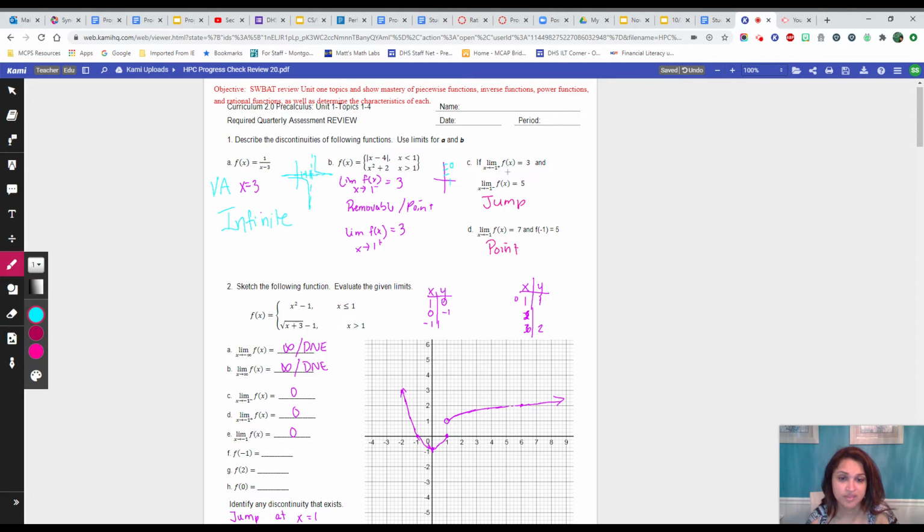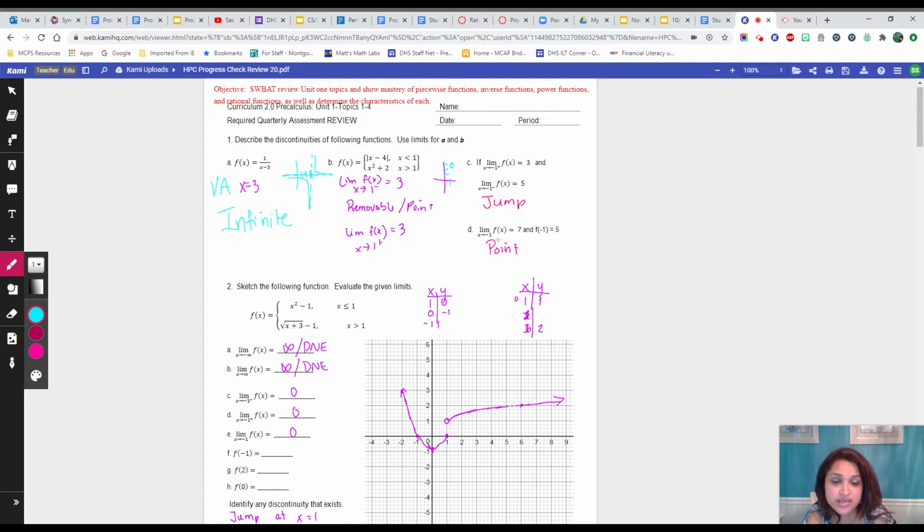Okay, so when you have the limit as x approaches negative 1 from the right being 3, and the limit as x approaches negative 1 from the left being 5, if you're coming in at the same x value and you have two different y values, that means it has jumped. The graph has jumped from one to the other. Okay, so that's why it is a jump discontinuity.